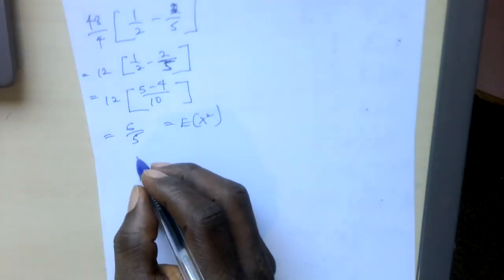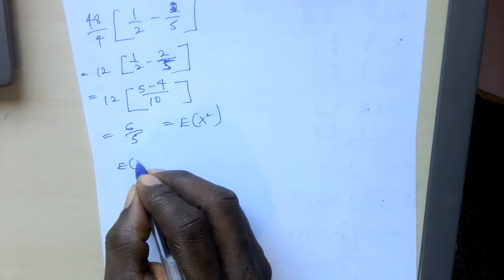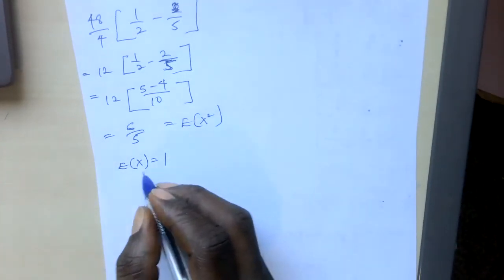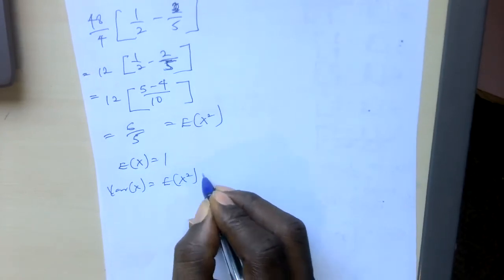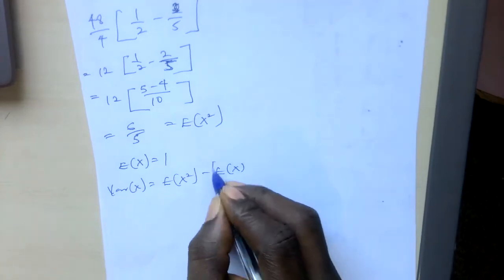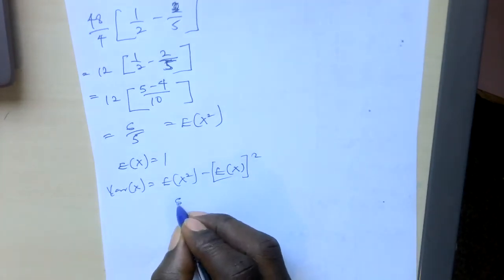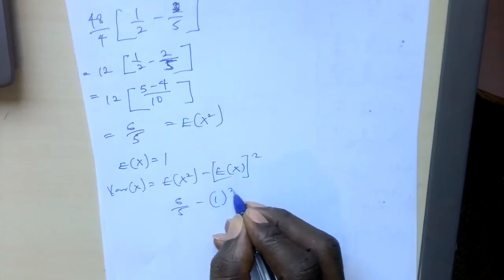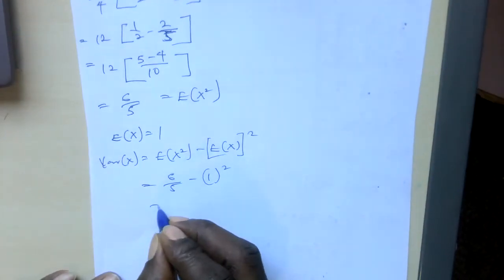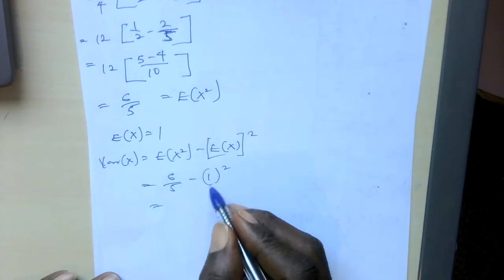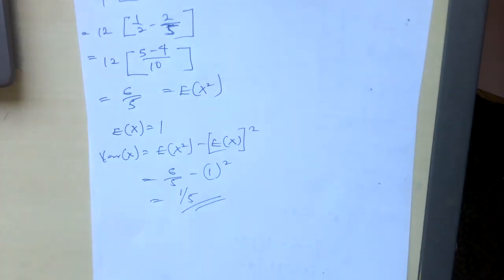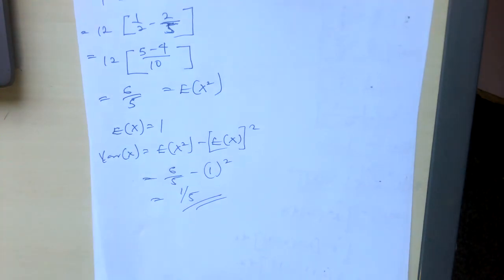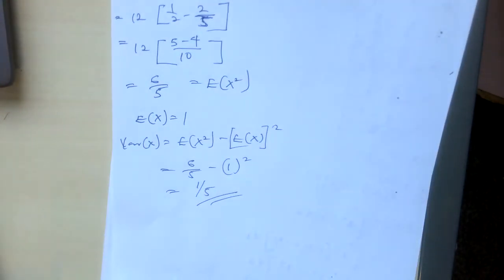So we have the expected value of X, which is 1. And our variance of X, we know, is the expected value of S squared minus the expected value of X all squared. So that's 6 over 5 minus 1 squared. So that gives us 6 over 5 minus 1, that's 1 over 5. So that's the variance. So we're moving on. Let's move to question 3.